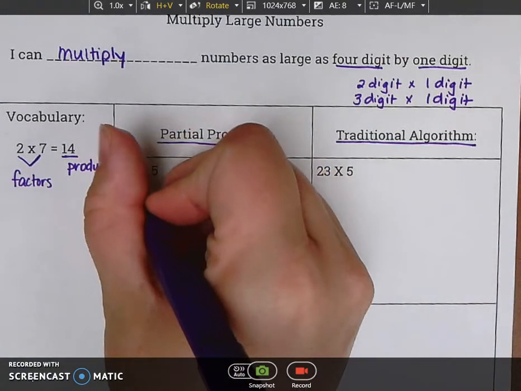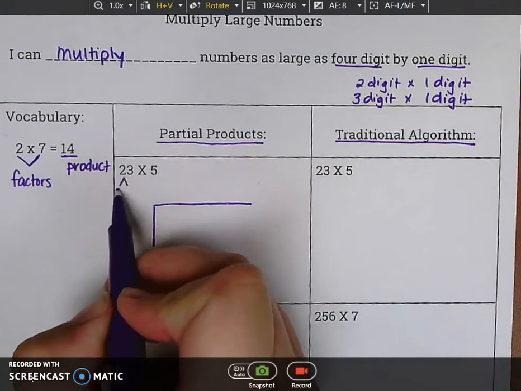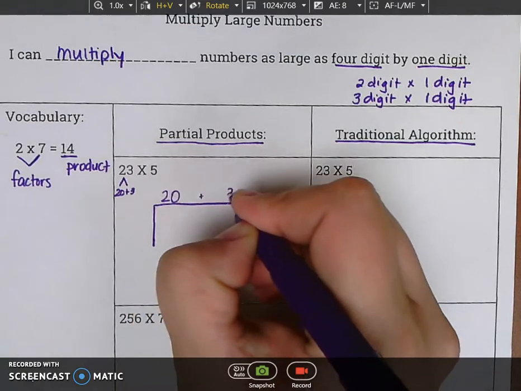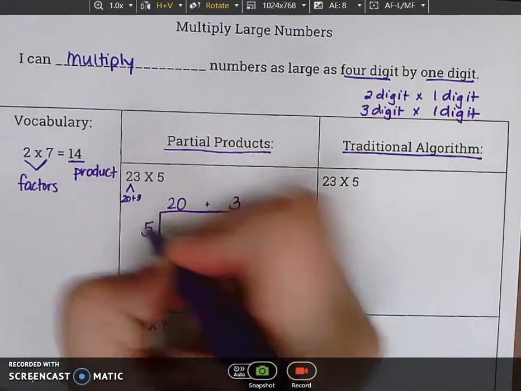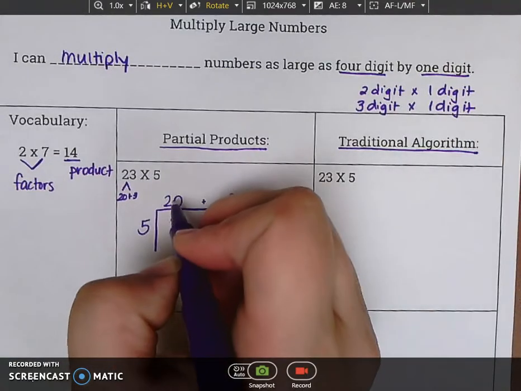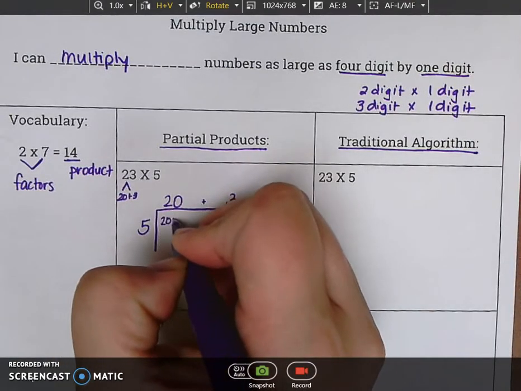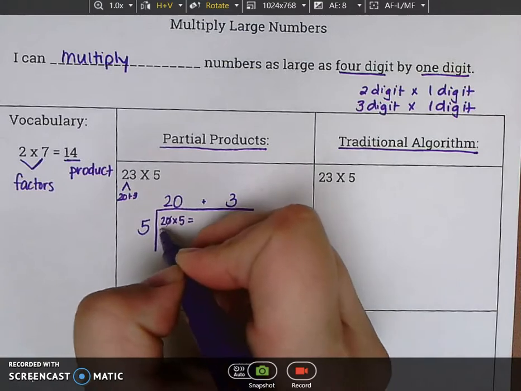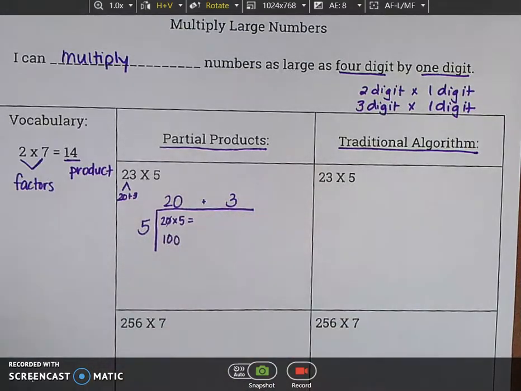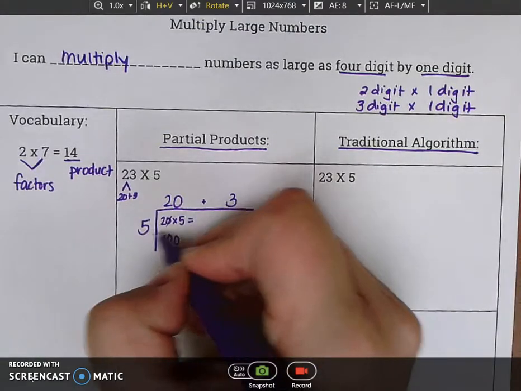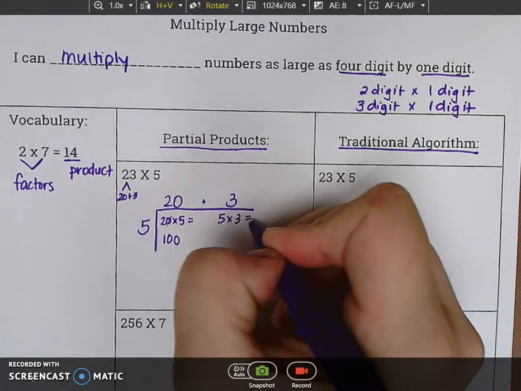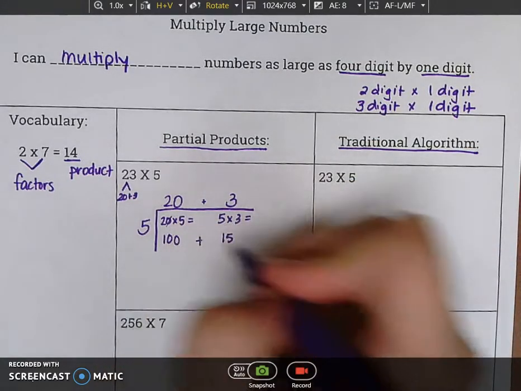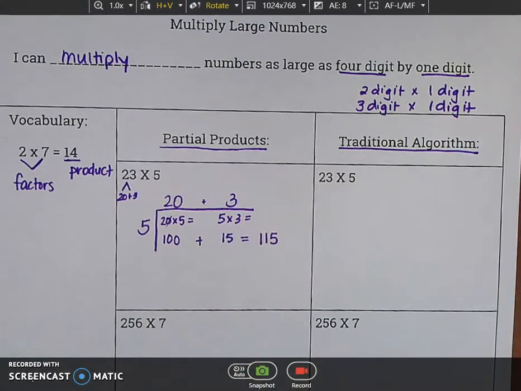So in partial products, we're going to start by drawing like a half of a box. And we're going to take 23 times 5, and we're going to break down that 23 to be 20 plus 3. So 20 and 3, and then just 5 on the side. Then we're going to multiply each one together. So 20 times 5, remembering that zeros trick, cancel out that 0. 2 times 5 is 10. Add that 0 back on, that would equal 100. Then multiplying 5 times 3, which equals 15. And then lastly, adding those partial products together. So adding that 100 plus 15 to get 115.